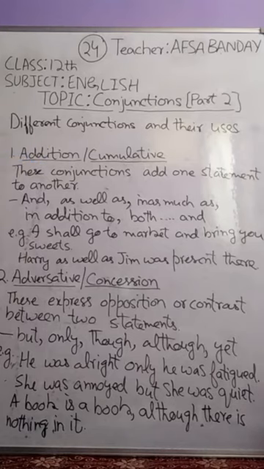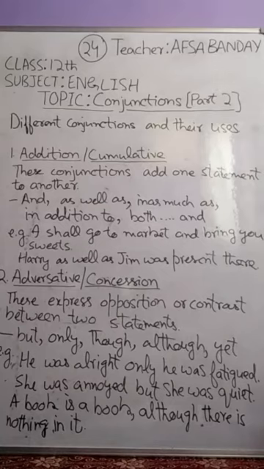Number two, adversative or concession. These conjunctions express opposition or contrast between two statements. That means one thing is one and the other thing is altogether different from it. It includes but, only, though, although, yet. For example, he was all right, only he was fatigued. He was all right, but at the same time he was fatigued. That means these are two contrasting statements.